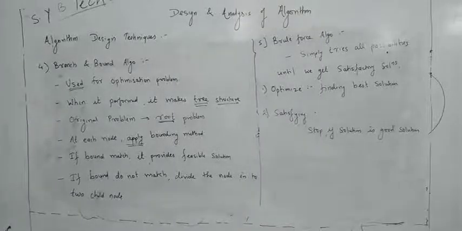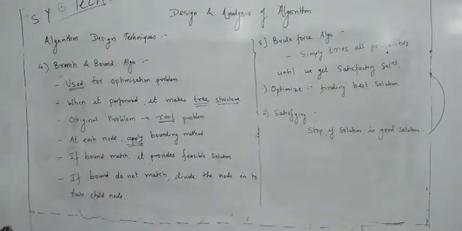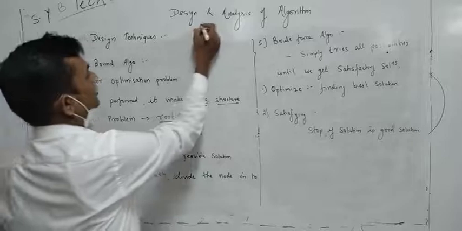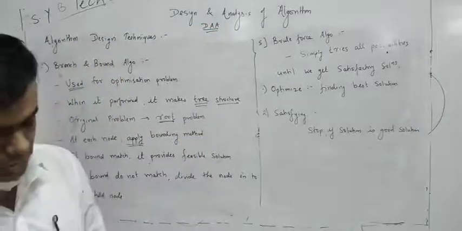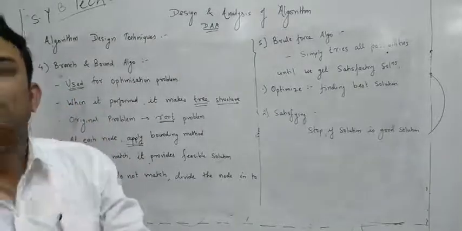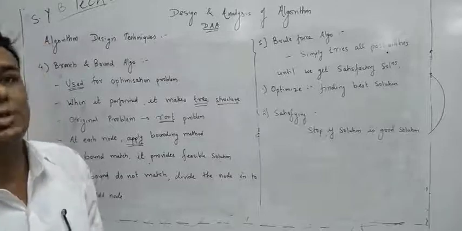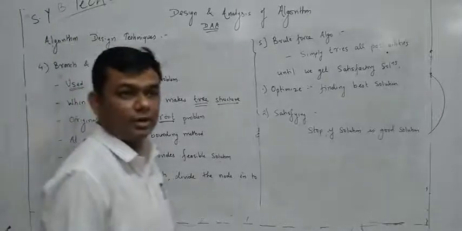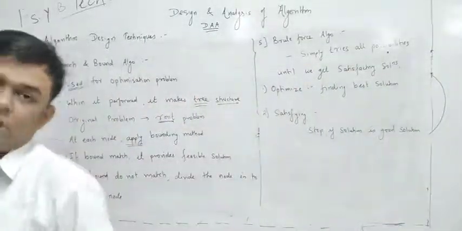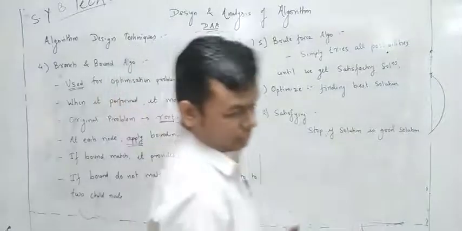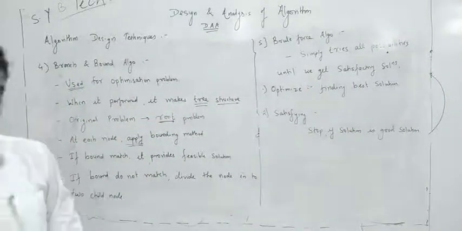Good morning, students. Today we have the next lecture on DAA, that is Design and Analysis of Algorithms. In the last two lectures we saw the introduction of unit number 1 of DAA, and from that unit we also covered the first topic, that is algorithm: what are the properties of an algorithm, what are the characteristics of an algorithm, etc.